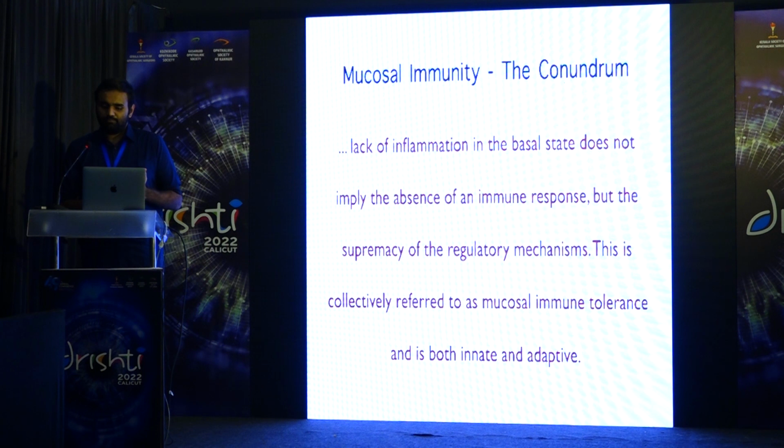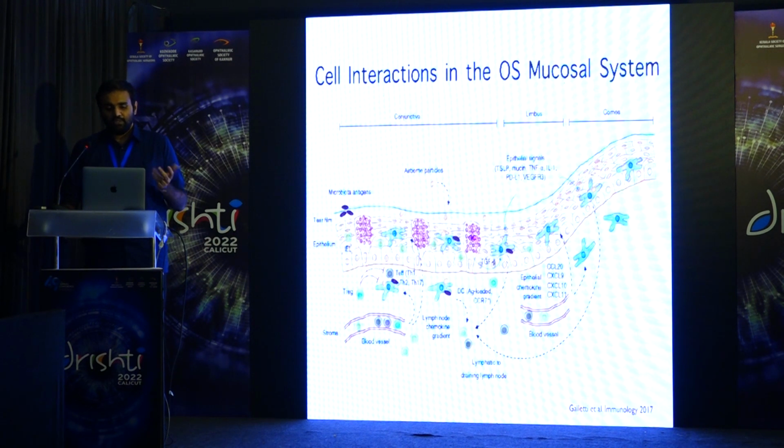So then the conundrum: what does the lack of inflammation at the basal state indicate? Does it mean that the immune response is absent? No. It just means that the regulatory mechanism is a lot more superior. This is what is known as mucosal immune tolerance, which can be both innate and adaptive. Now these are all the interactions that appear on the mucosal surface. Don't worry, I'm not going to bore you with this slide.